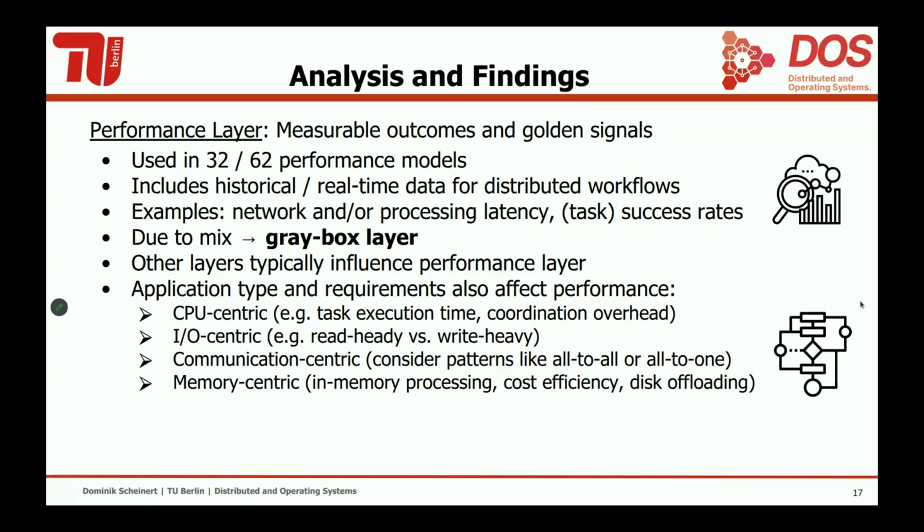And here it really depends on the granularity of the performance metric you are measuring. And because of this mix, it is usually a gray box layer. So some things like latency, like the runtime of a job, you could measure without having any access to the data. But if you want to compute success rates of individual tasks of this job, usually you require access to the framework. And so then this makes it a white box parameter again. And so this is, in summary, a gray box layer.